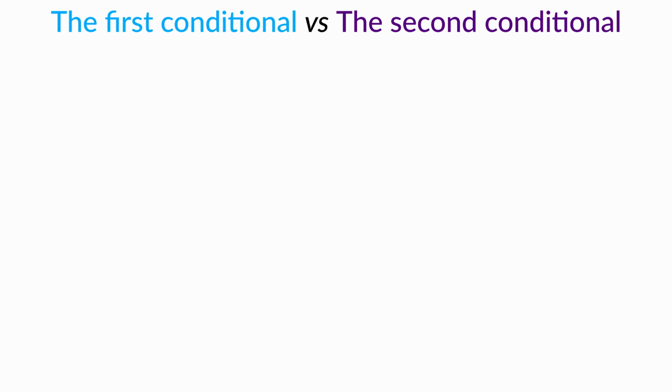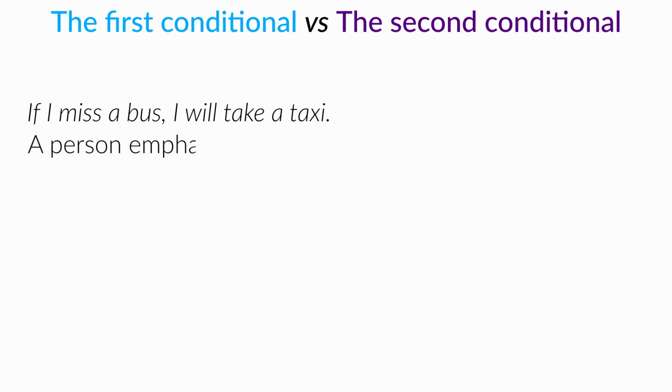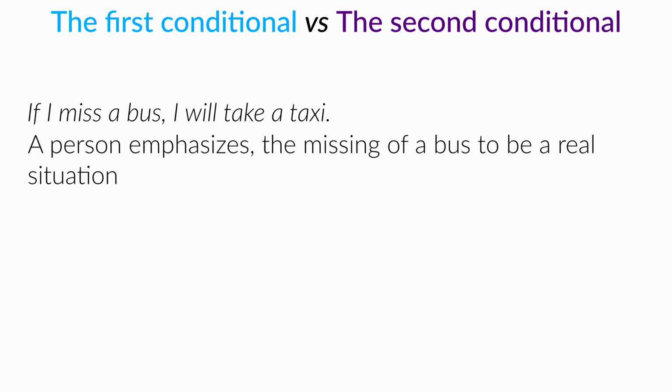To see the difference between the first and second conditionals, it is worth comparing them. Look at two sentences below. If I miss a bus, I will take a taxi. Here, a person emphasizes the missing of a bus to be a real situation. That is why he or she uses the first conditional.